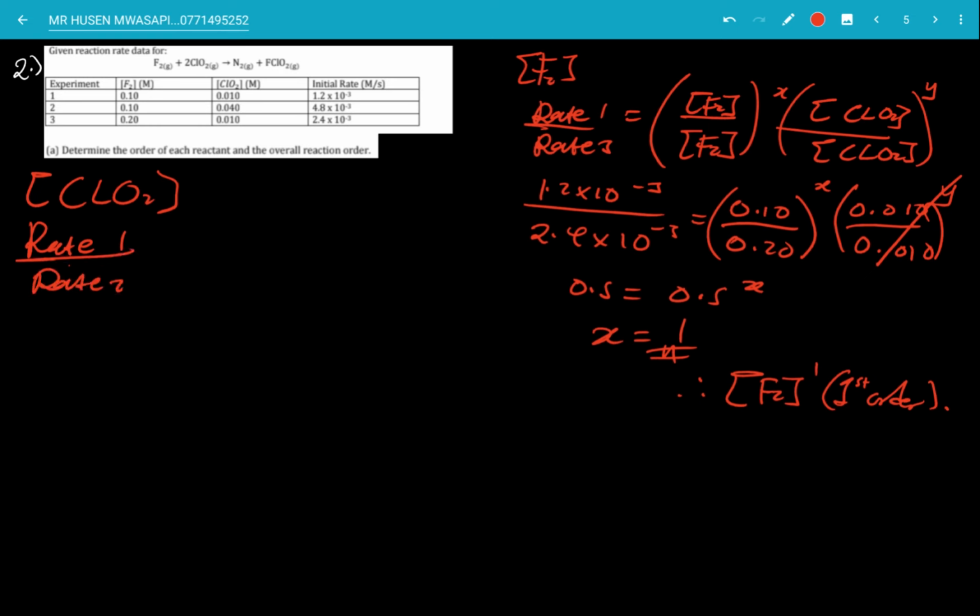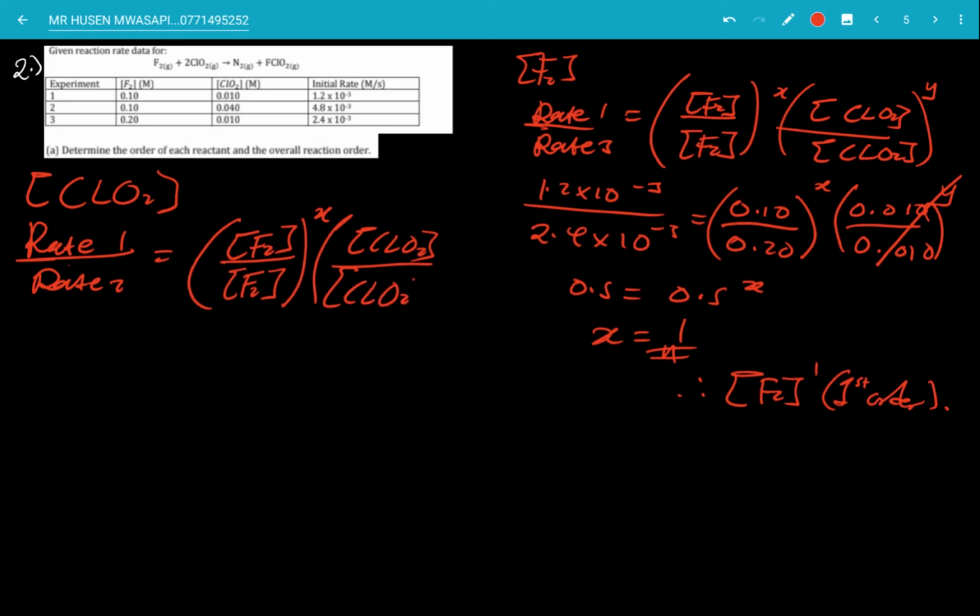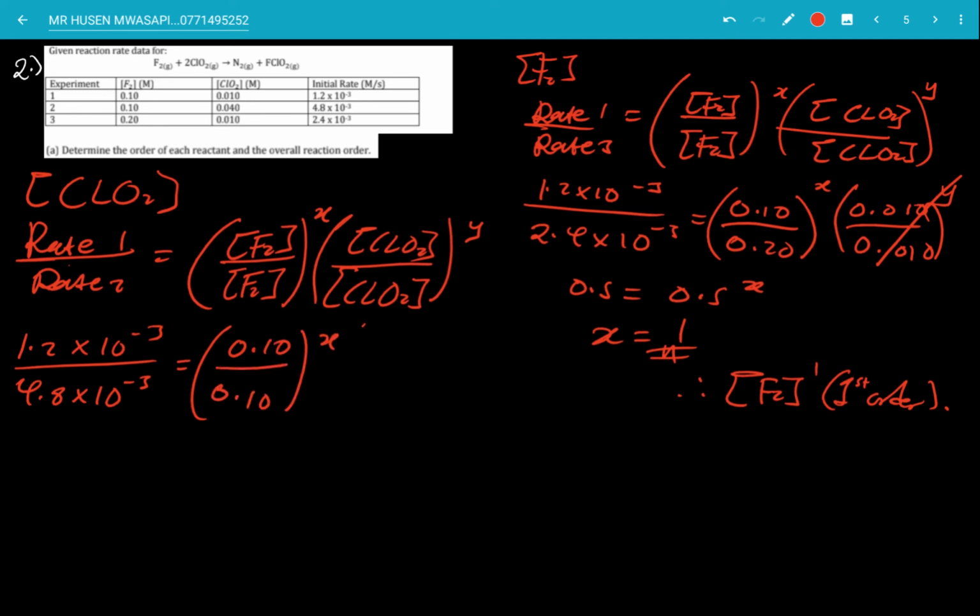over rate 2 is equal to the concentration of F2 over the concentration of F2 to the x, times the concentration of ClO2 over the concentration of ClO2 to the y. So this gives you 1.2 times 10 to the minus 3 over 4.8 times 10 to the minus 3, being equal to, so the concentration of F2 in rate 1 and rate 2 is the same. So you have 0.10 over 0.10 to the x, times that of y, with respect to rate 1 is 0.010 over this with respect to rate 2, which is 0.040 to the y.